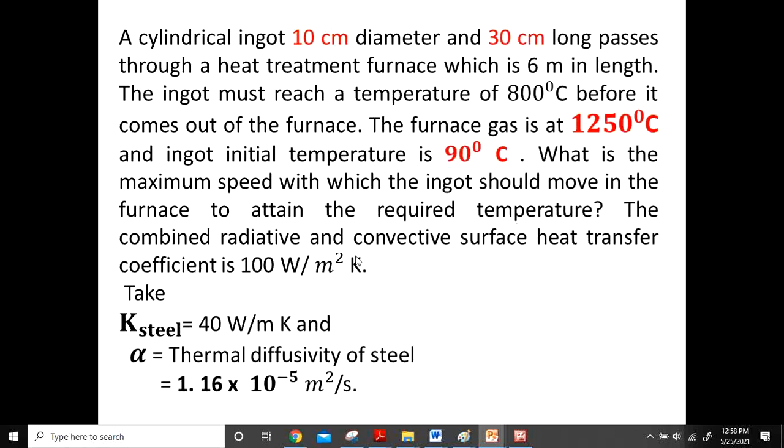The combined radiative and convective surface heat transfer coefficient is 100 watt per meter square Kelvin. Take the thermal properties of the steel as K equal to 40 watt per meter Kelvin and alpha equal to 1.16 into 10 to the power of minus 5 meter square per second. The density of the mild steel you must get from the data handbook. That is a very easy thing.